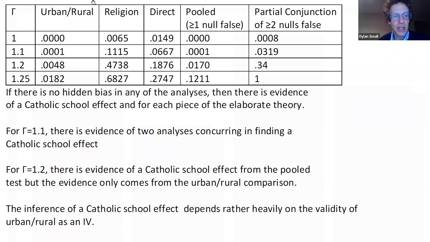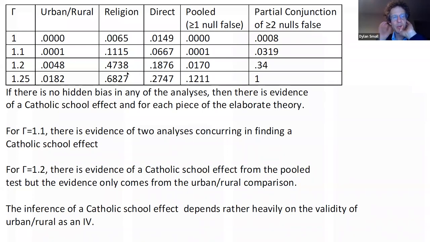So here are the results. Gamma of 1 means no hidden bias. We see that all three are significant, showing that those attending Catholic school earn more. We see there's evidence against at least one, and at least two, of the nulls.